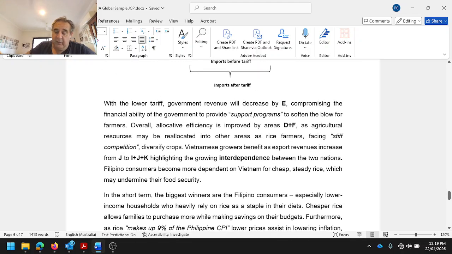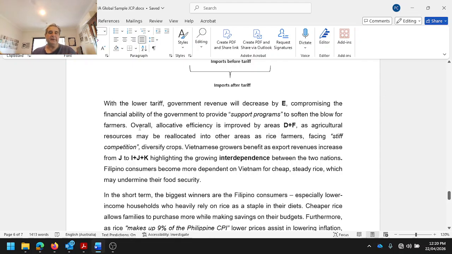Okay, so if we continue with the second paragraph supporting the diagram, which is the low-level evaluation, he talks about government revenue will decrease because obviously you are cutting the tax or the tariff. And then there's a little bit of evaluation here because he says that's going to compromise the ability of the government to provide support programs to soften the blow for farmers. So he's thinking the good and the bad, which is good to see.